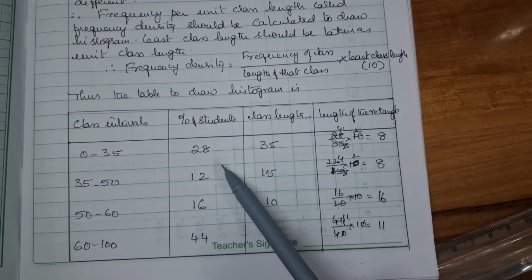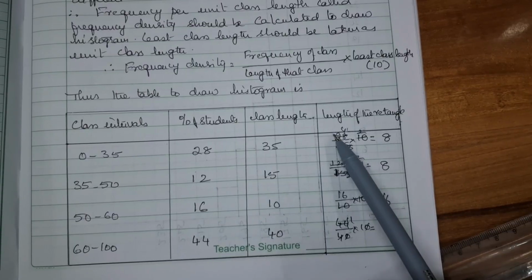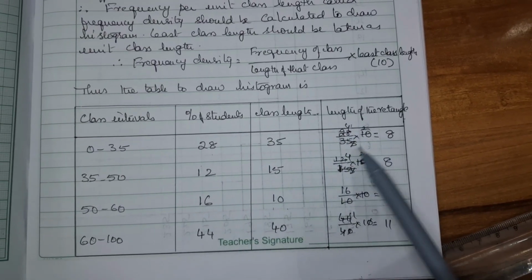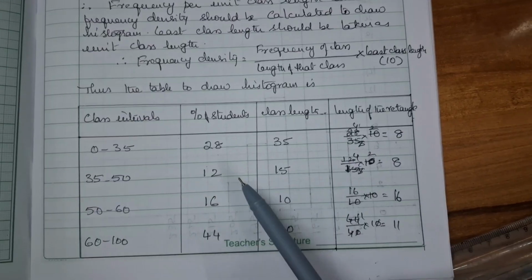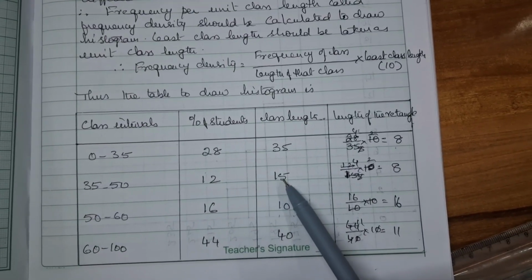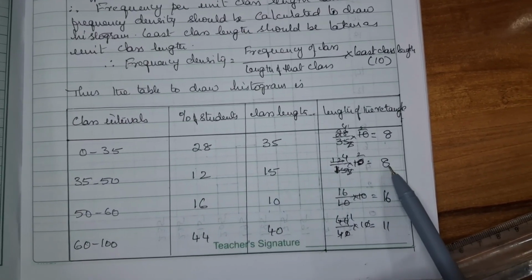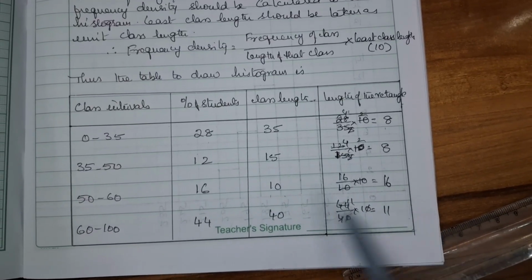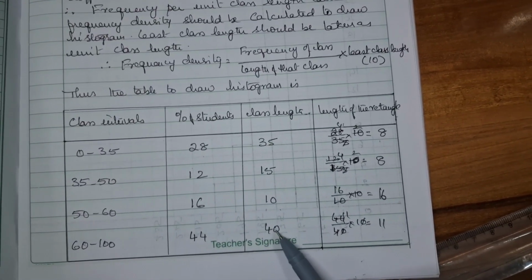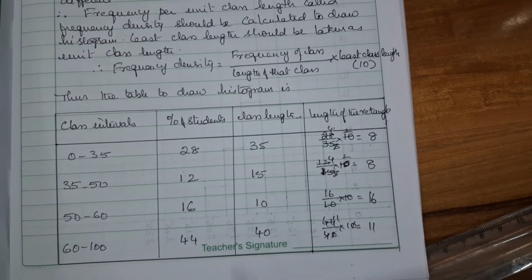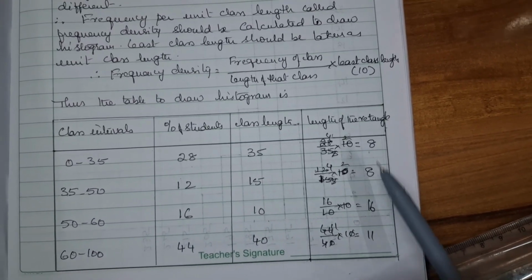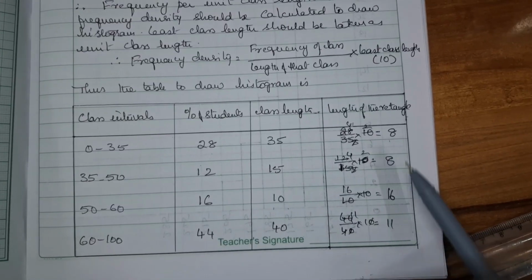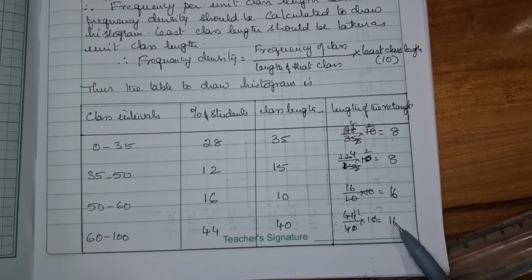So the frequency is 28, and the class length is 35, into 10. If you calculate it, you get 8. Similarly, 12 by 15 into 10 is also 8. 16 by 10 into 10 is 16. 44 by 40 into 10 is 11. So with the help of these values, 8, 8, 16, 11 should be taken as the frequency.